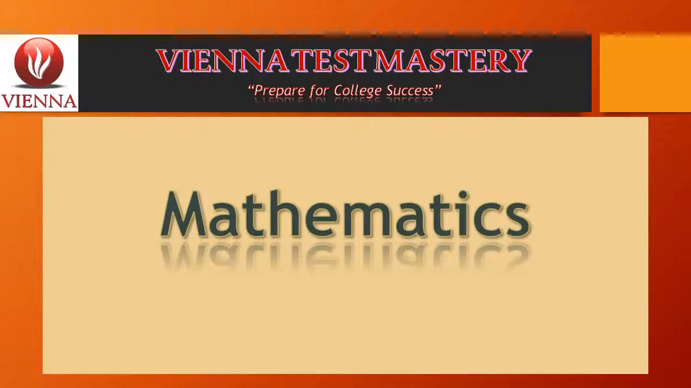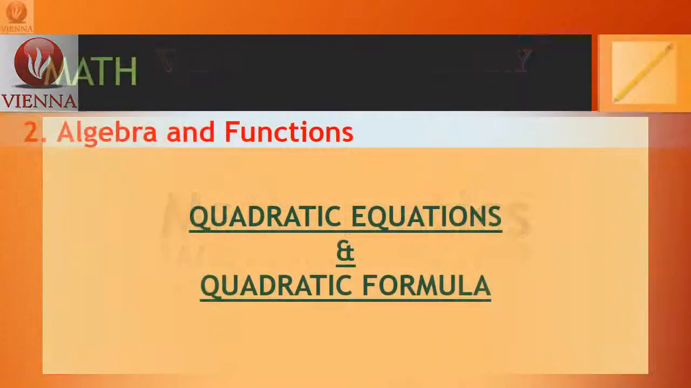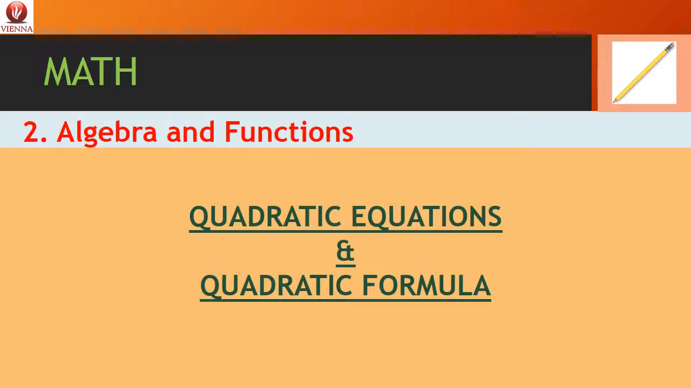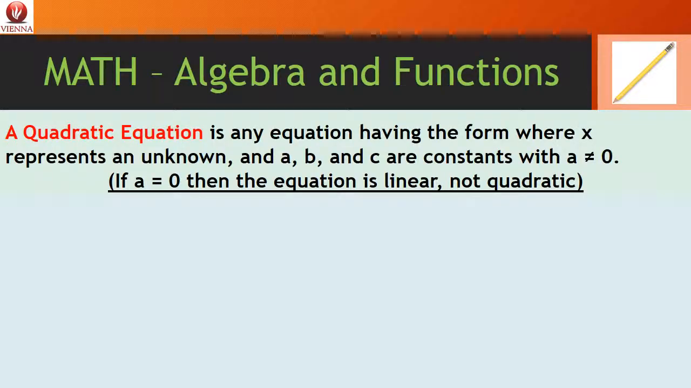This section of mathematics applies to both the SAT and the ACT. And we're covering quadratic equations and the quadratic formula. So a quadratic equation is any equation having the form where x represents an unknown and a, b, and c are constants, and a will never equal 0. If a equals 0, the equation would then be linear, not quadratic.